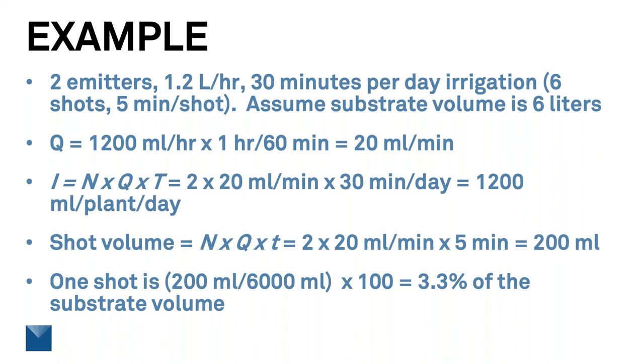Now, to avoid channeling, we want the shot size to be small compared to the substrate volume. If we divide the 200 milliliters by 6,000 milliliters, the substrate volume, we see that our shot size is about 3.3%, and that's appropriate for vegetative steering. We go higher than that when we're doing generative steering, but would like to keep it below 10%.